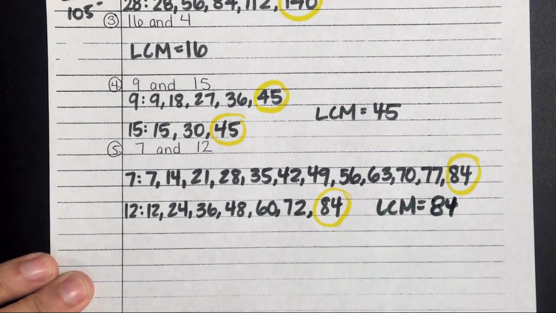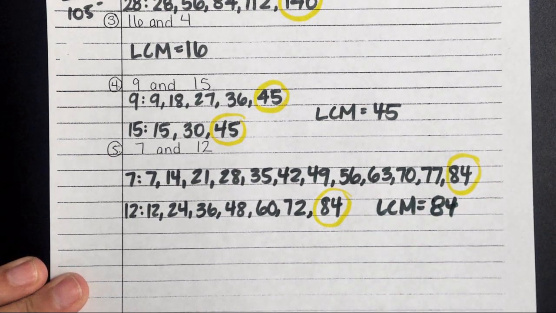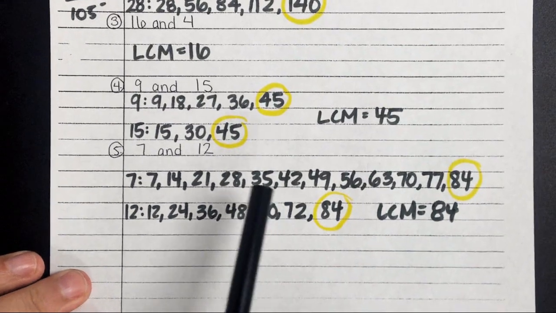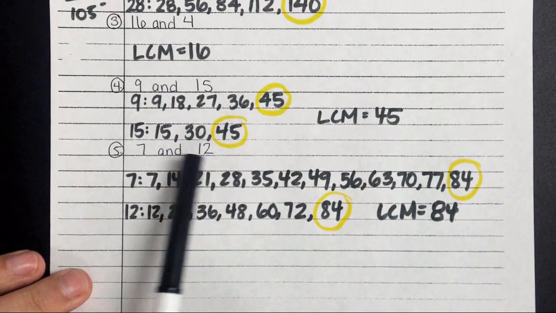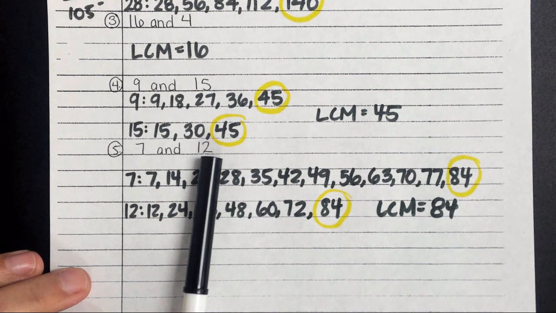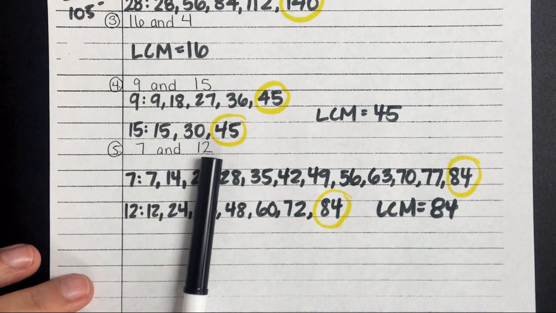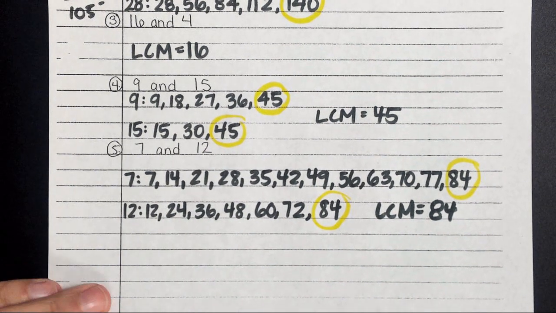What is 7 times 12? 84. So there might be an occasion where your least common multiple is what you get when you multiply those 2 numbers together. It doesn't always happen, but it can happen. Okay? All right, flip over to the back for a second.